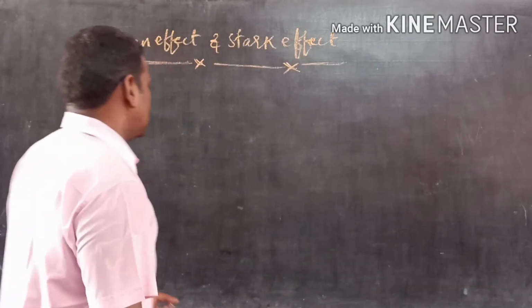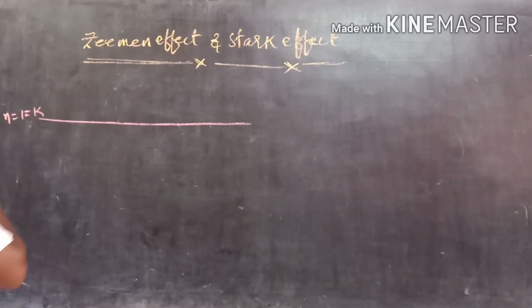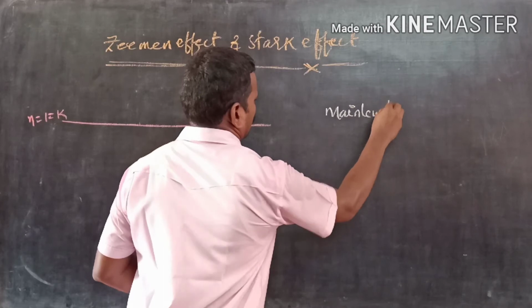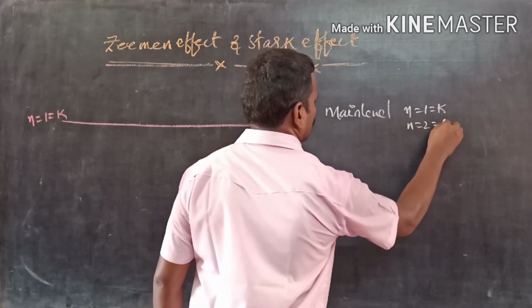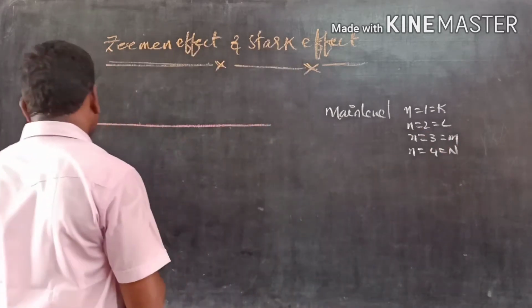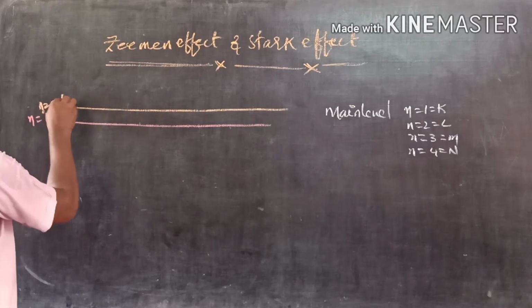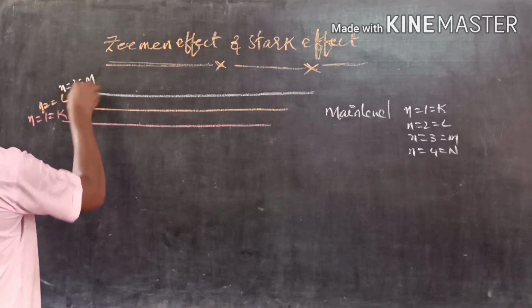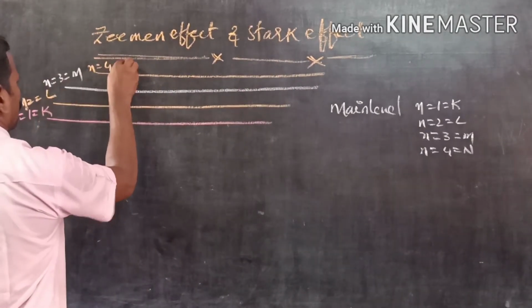Let us see now. Consider these are the main levels. We already know main levels are represented by the letter n. n is equal to 1 is the K level. n is equal to 2 is the L level. n is equal to 3 is the M level. n is equal to 4 is the N level.